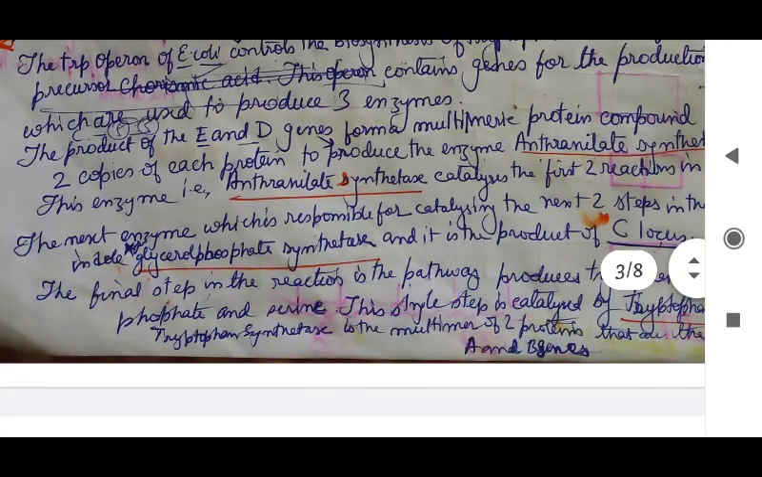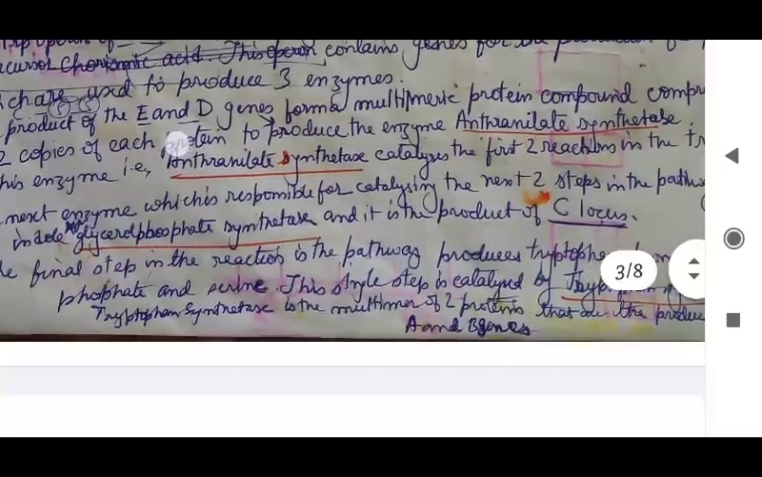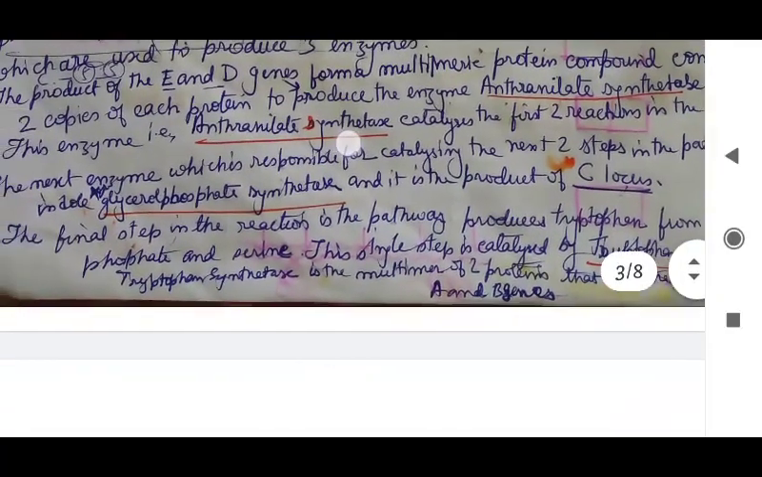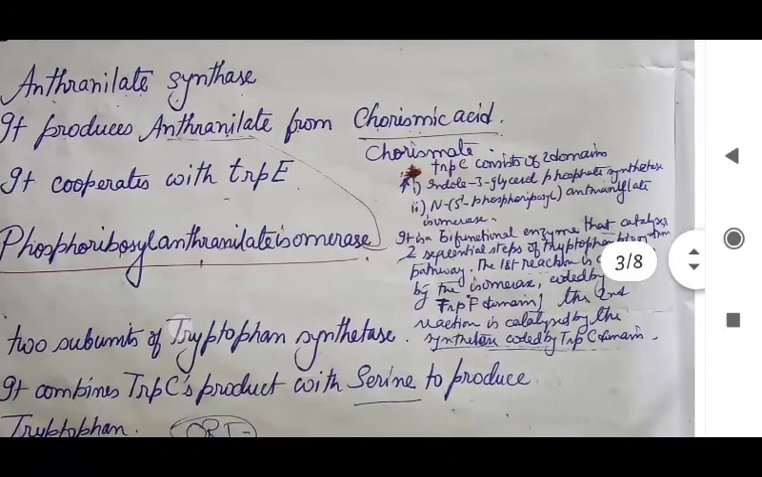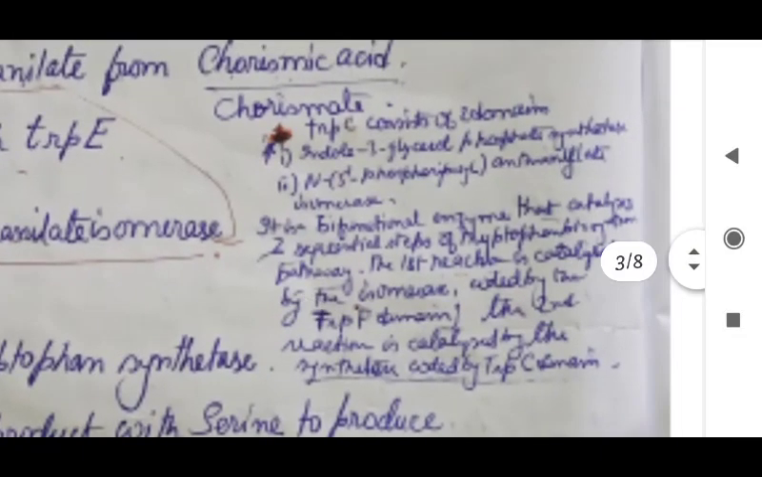The next enzyme, which is responsible for catalyzing the next two steps in the pathway, is indole glycerol phosphate synthetase, and its product is found in the C locus, that is TRPC. Within the TRPC gene, within the locus of the TRPC gene, there is a domain called indole glycerol phosphate synthetase. Because I have already mentioned here that TRPC contains two domains, two important regions.